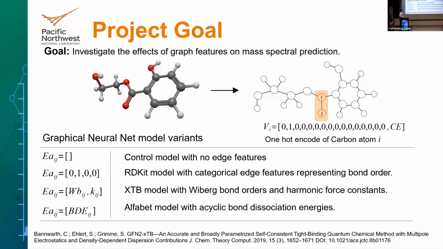We then switched to more complicated representations. With xTB, we were able to derive Wiberg bond orders and harmonic force constants from quantum chemistry. And then finally, we wanted to take a look at the effects that bond dissociation energies played on the MS prediction quality. We used an ALFABET neural network developed at NREL to calculate the acyclic bond dissociation energies for each of the bonds on the graph, and then plug that into our neural network.